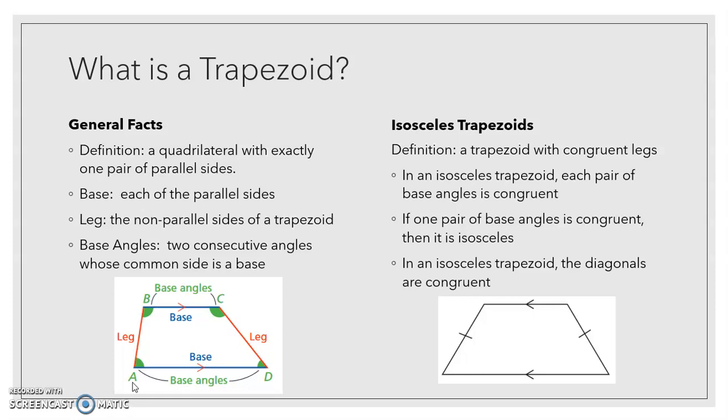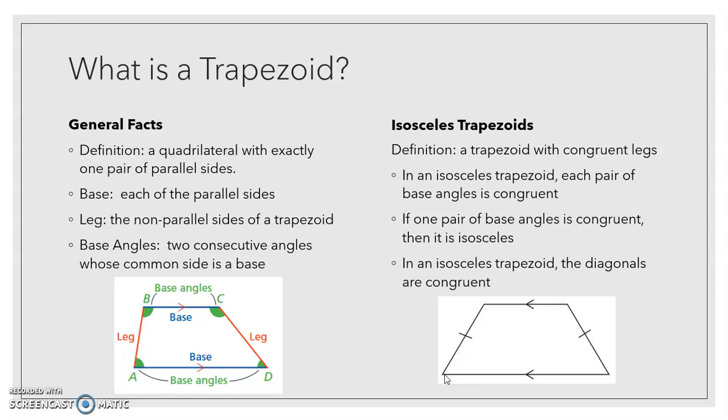Now finally, the last property of an isosceles trapezoid is that the diagonals are congruent. Now remember, diagonals connect non-consecutive sides. So that would be the segment that connects this angle over to this angle, and that segment is going to be congruent to the segment that connects this angle over to this angle here. Those two diagonals are going to be congruent.